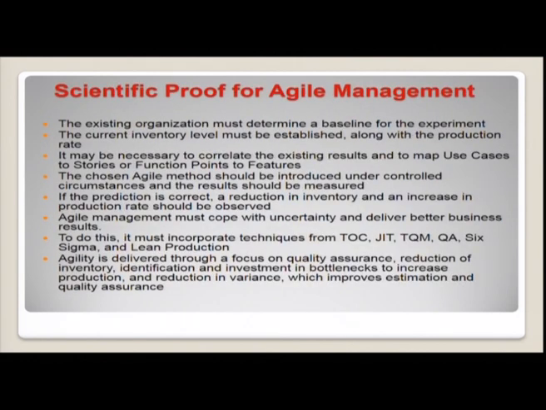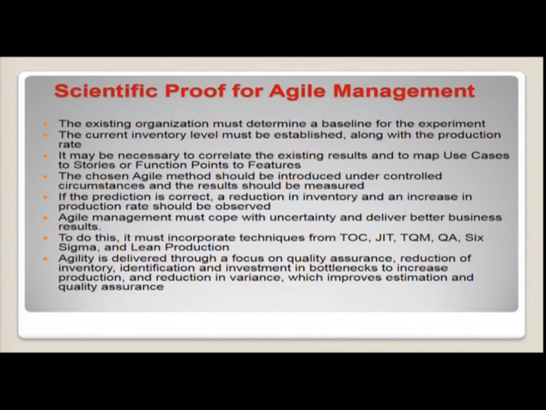Now, let us see the scientific proof of the existence of agile management. The existing organization must determine a baseline for the experiment. The current inventory level must be established along with the production rate. It may be necessary to correlate the existing results and to map use cases to stories.